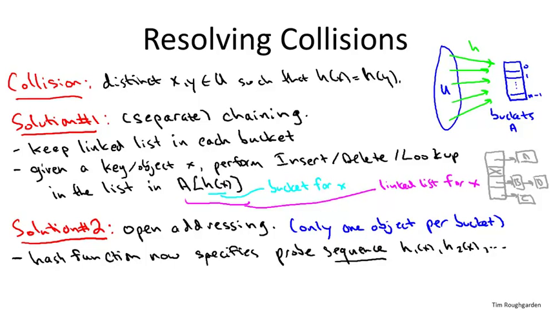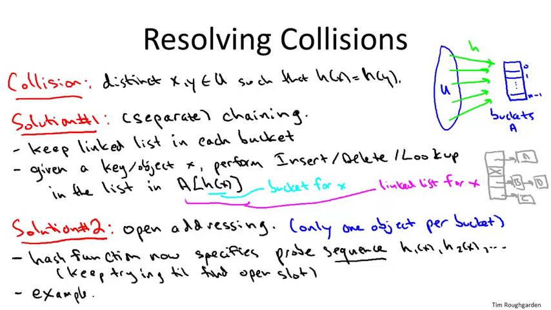So there's various strategies for trying to figure out the probe sequence. One strategy is if you fail in, say, bucket number 17, which is where the hash function tells you to go first, you just try bucket number 18, then 19, then 20, then 21, and so on until you find your first open slot. So that's called linear probing. And another approach is double hashing.